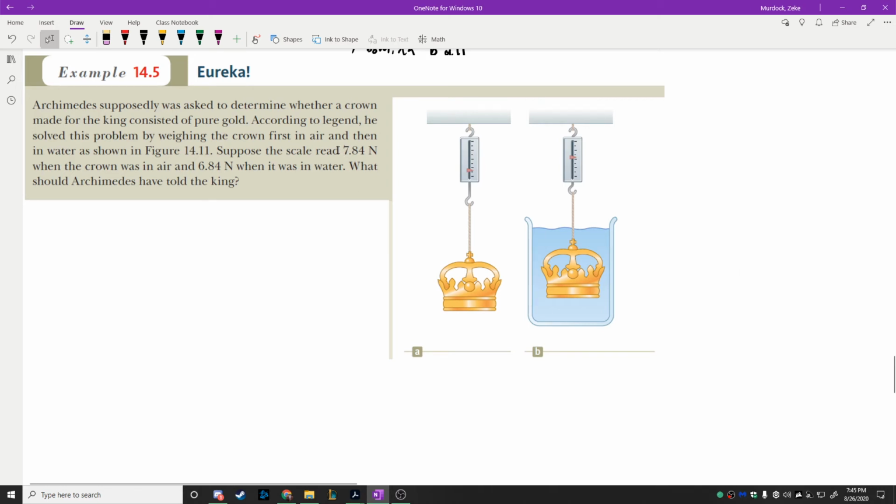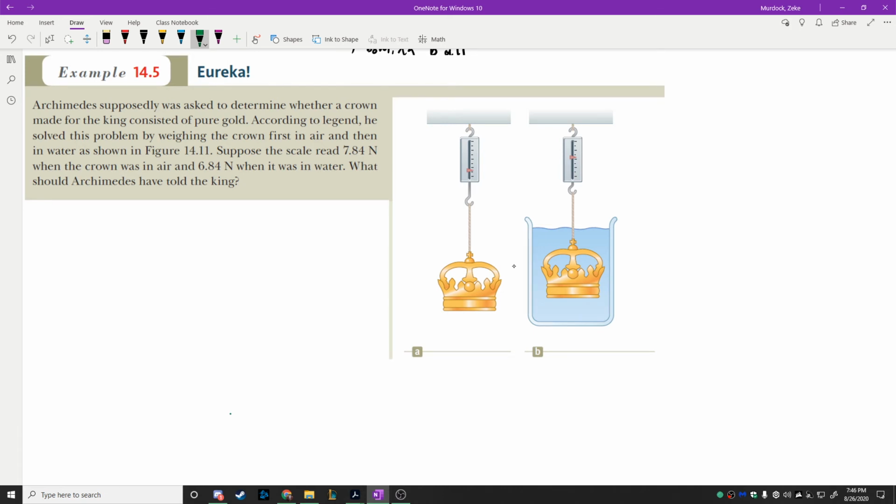And the problem here says, suppose that the scale reads 7.84 newtons in this scenario right here, and then 6.84 newtons when it's weighed in water. So the question is, what should he tell the king? Is it actually made of gold based on these two pieces of information right here? Now, in order to cut down on the time that it takes to solve this, I'm going to give you guys a little setup of what you need to start with here.